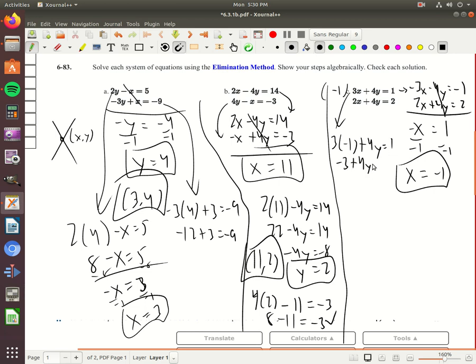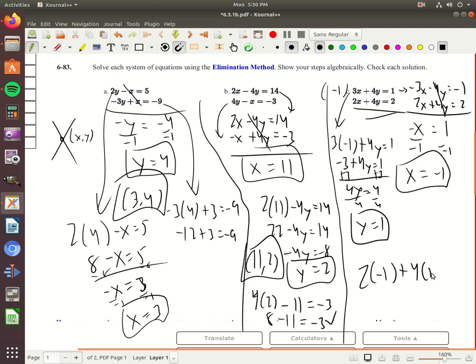Negative 3 plus 4y equals 1. I'll add 3 to both sides. 4y equals 4. So y equals 1. And again, I'll substitute it into the last one. So 2 times negative 1 plus 4 times 1 should equal 2. Negative 2 plus 4 does equal 2. So negative 1, 1 works.